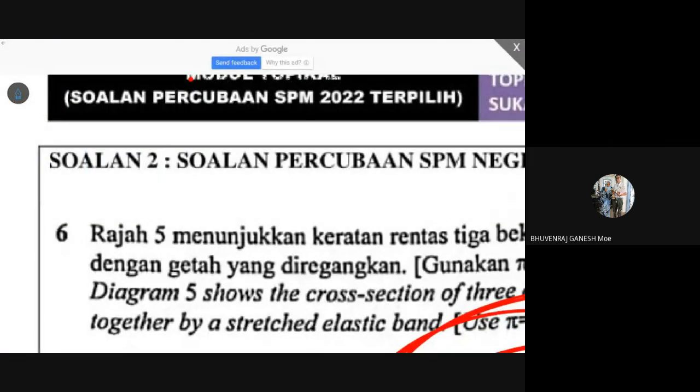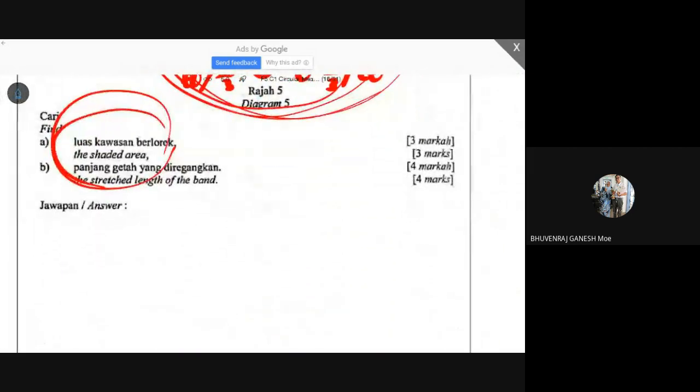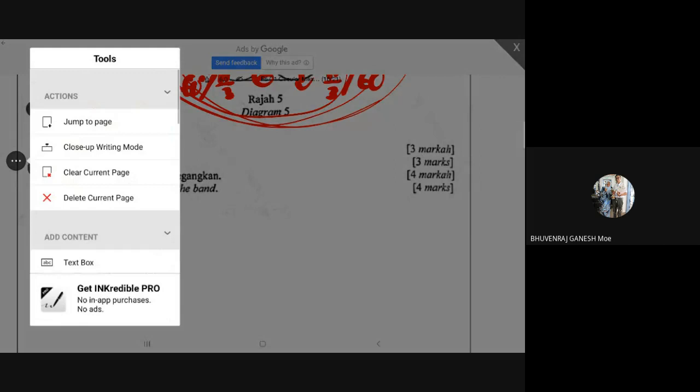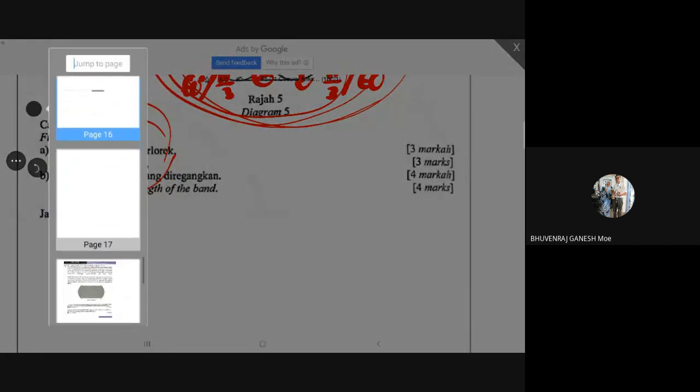We done this question already. This is Negeri Sembilan trial. Okay? So, now we go to the last question, okay? Soalan terakhir kita hari ni. So, ready, guys, for last question?